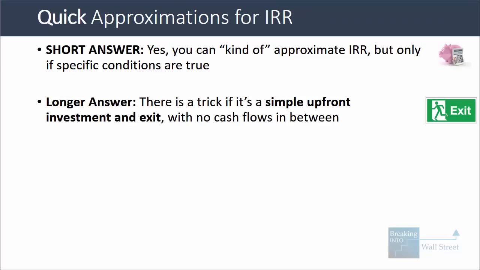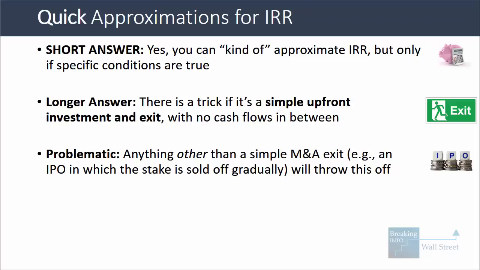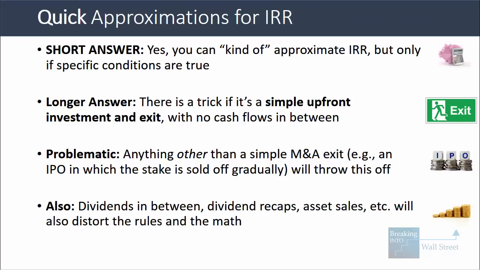The longer answer is that if you have a simple upfront investment and exit with no cash flows in between, yes, there are some rules and rules of thumb you can use to approximate IRR. If it's something other than that, so it's not a simple M&A exit, maybe the private equity firm conducts an initial public offering, an IPO, and they sell off their stake gradually, that is going to throw off the math, and then this method will no longer work. If there are dividends in between, or there's a dividend recap, or there are asset sales or acquisitions, or anything else unusual, the rules are going to be distorted, and the math and the simple trick will no longer work.